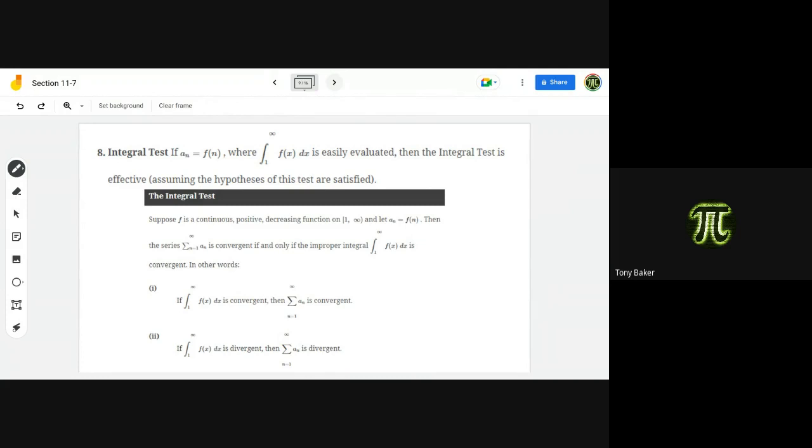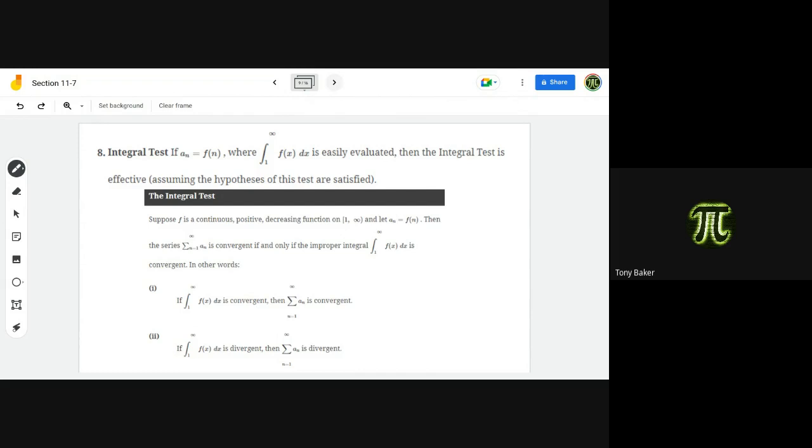Most functions are continuous, as long as it's continuous from 1 to infinity. For example, 1 over x is not continuous at 0. However, if we're looking at it in terms of this integral, it would be continuous because the discontinuity is at 0. It's got to be positive, and it's got to be decreasing. And if it doesn't go to 0, the test for divergence will take care of that problem.